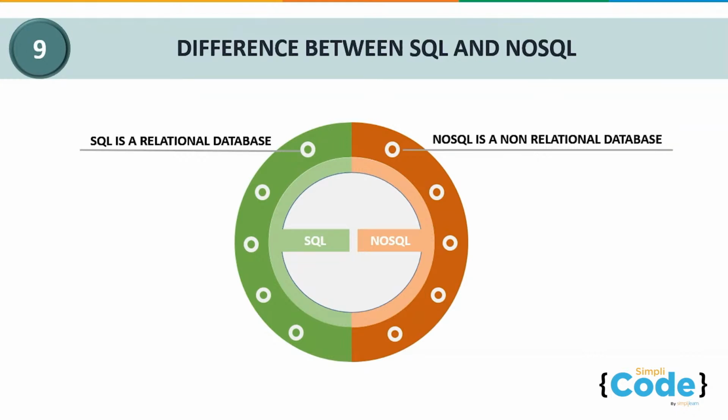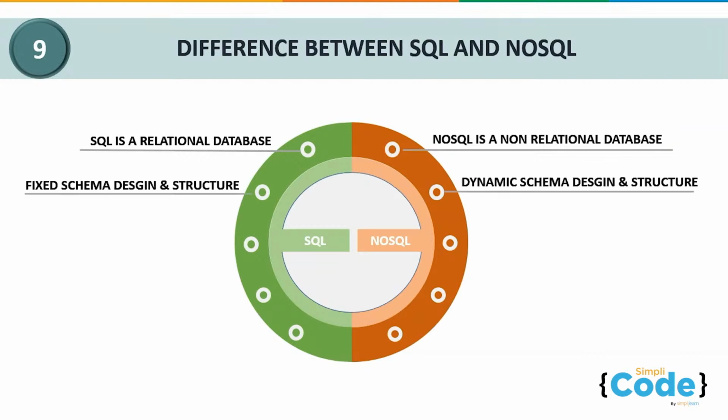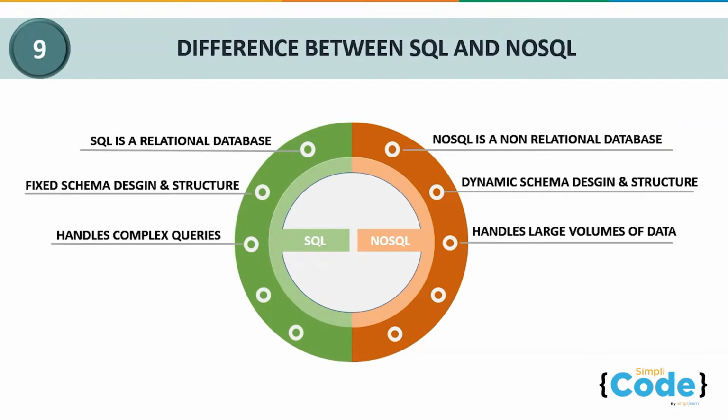That means it does not store data in the form of tables, and it contains collections, and inside every collection there is a document that contains the data of a single entry. This data is stored in the form of key-value pairs, unlike SQL where we store data under a fixed schema. So as we discussed, SQL has a fixed schema design and structure, and NoSQL has a dynamic schema design and structure. SQL can handle complex queries, whereas NoSQL can handle large volumes of data.